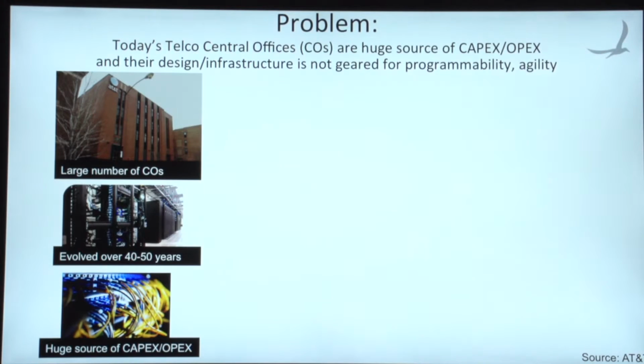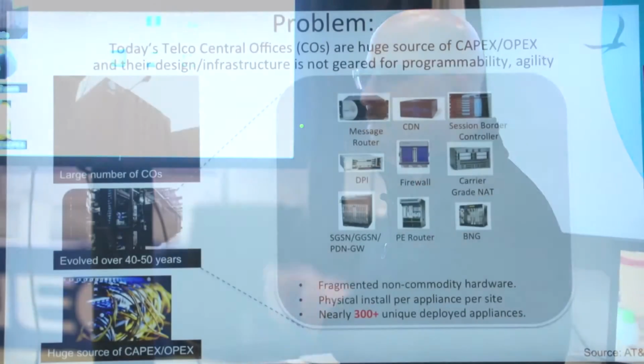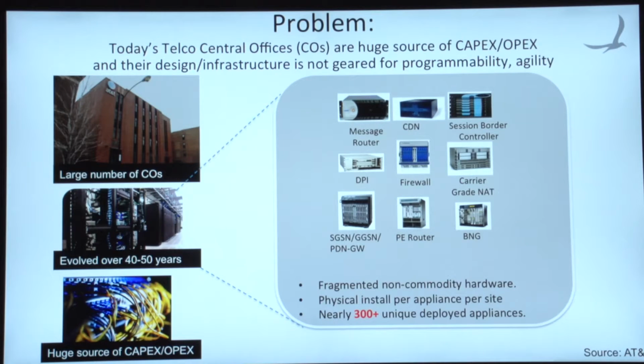We have large central offices which have evolved over 40 to 50 years, and they're extremely complicated. They contain a lot of complicated pieces of hardware that have to be deployed and maintained in a specific way, and each one of those has its own maintenance cycle. That leads to a huge source of CapEx and OpEx.